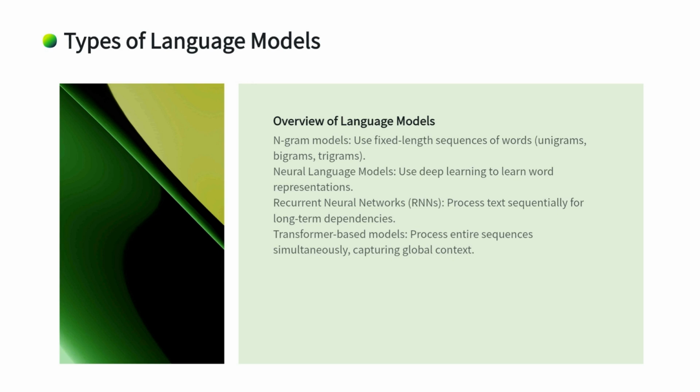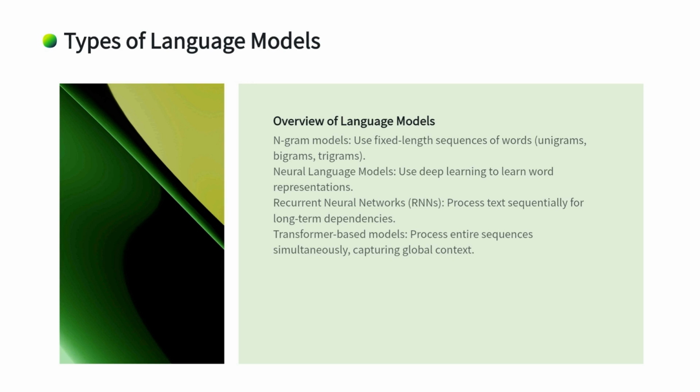N-gram models. These are statistical models that predict the probability of a word based on the previous N-1 words. For example, in a bigram model, N=2, the model predicts the next word based on the previous one. These models are simple, but often fail to capture long-range dependencies in text.